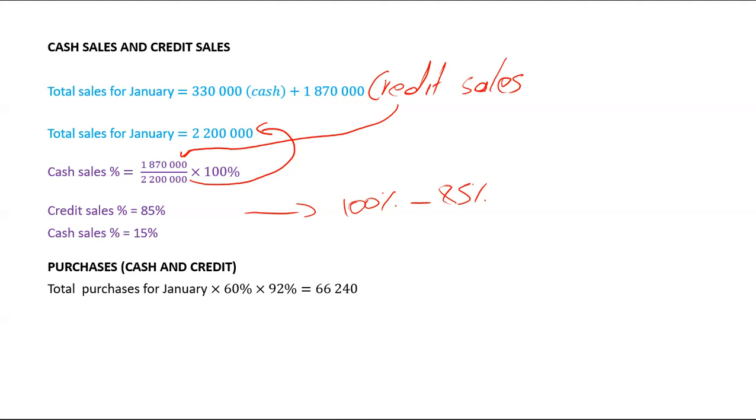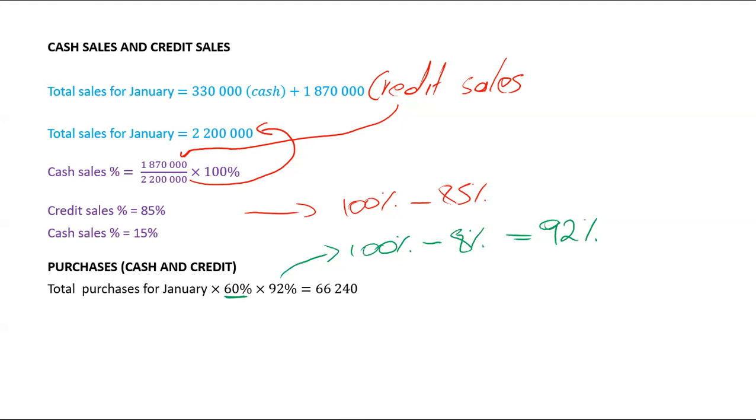66,240. If I take my total purchases for January and I multiply it by 60% and by 92%, remember where this 92% comes from. It comes from the fact that of the 100% of our credit purchases, when we make that payment, we will get 8% discount, meaning that we will only pay 92% of the 60%, which is our credit purchases.